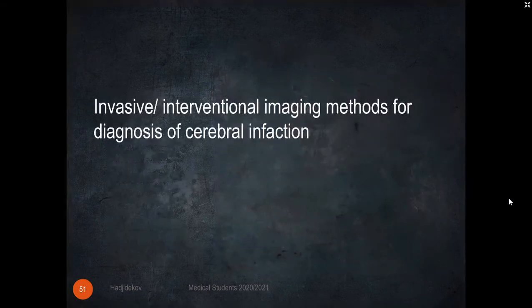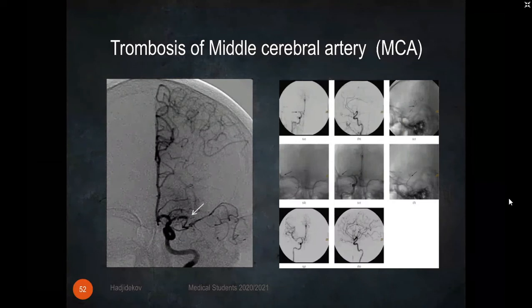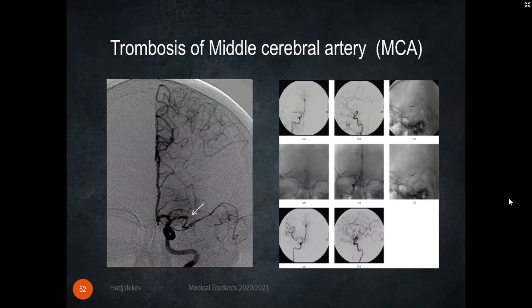Okay, a few words about the invasive or interventional imaging methods or procedures for diagnosing a cerebral infarction. Apart from these modern advanced MRI imaging techniques, we can rely on the gold standard, DSA, or digital subtraction angiography. With angiography, we can, for example, rule out thrombosis of the middle cerebral artery.